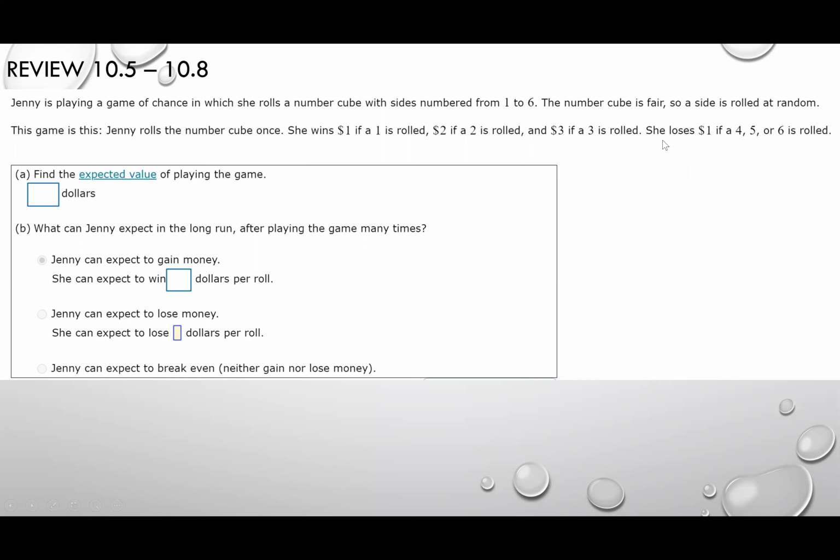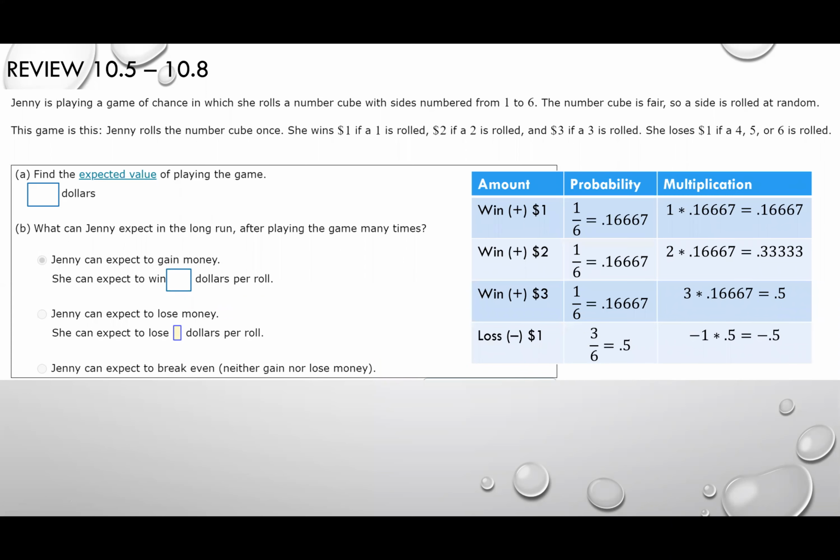So in this case, unlike the previous problem, they list out how much she wins and how she can win. So she will win $1, she will win $2, she will win $3. And if she loses, her loss will be just $1. So everybody see the number that we win and the number of the loss here, right? The gain and the loss.